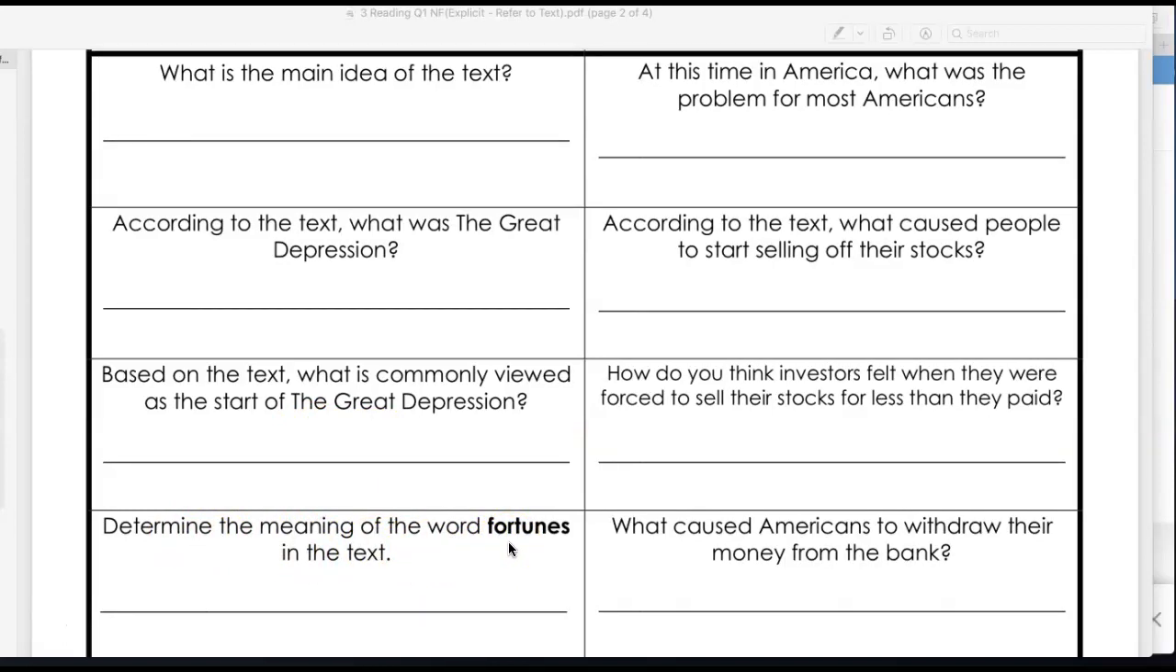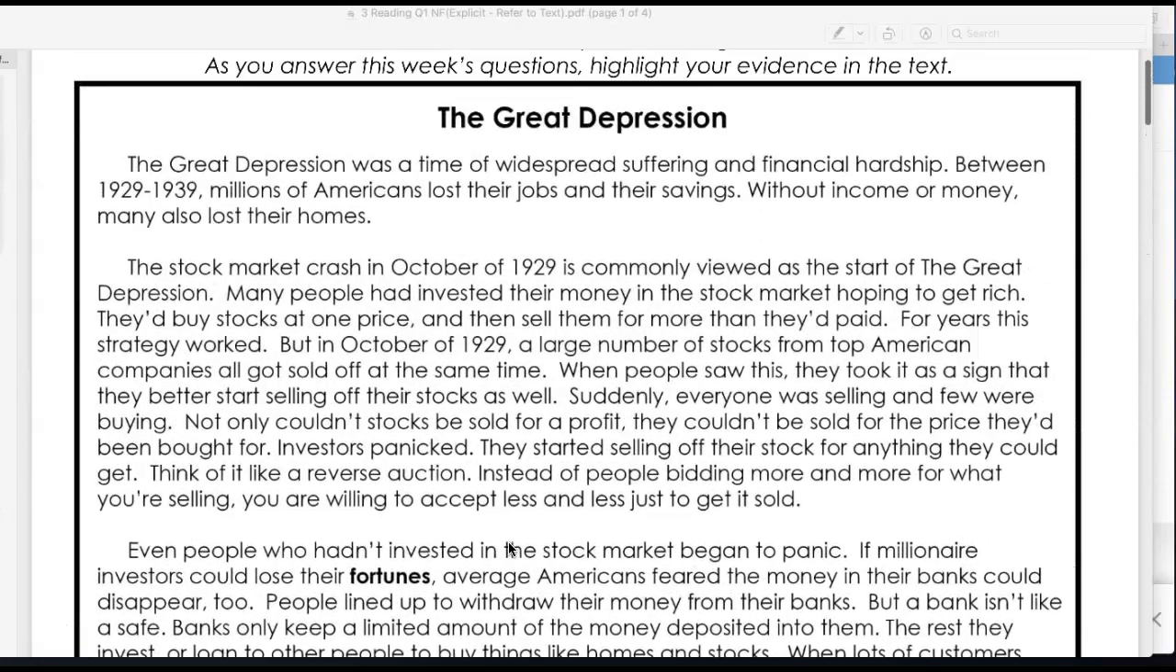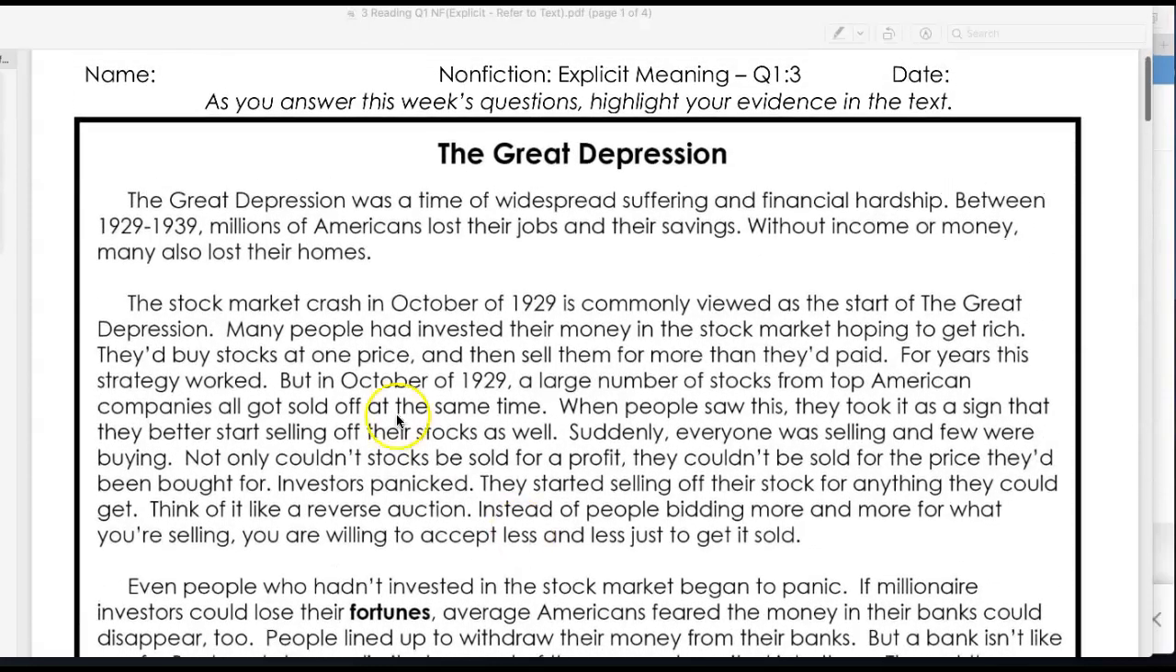You must remember not to ever start reading a text without first focusing on the purpose for reading. You want to know why you're reading. Okay, so let's go back and start reading the text. Again, the title is The Great Depression.